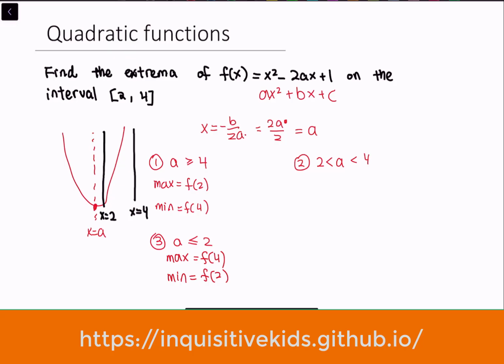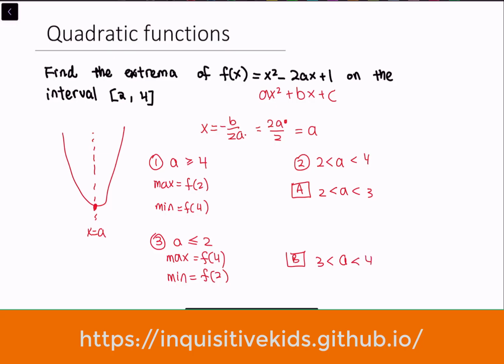And now, what about our next case? A is between 2 and 4. It means x is equal to 2 is here somewhere, and then x is equal to 4 is here somewhere. This case is slightly more complicated, so we have to split into even smaller cases. The first case, we'll call it case A, is if a is between 2 and 3. And case B is when a is between 3 and 4.